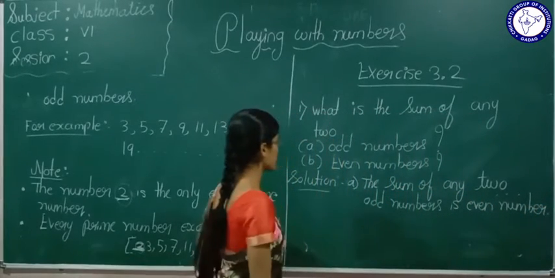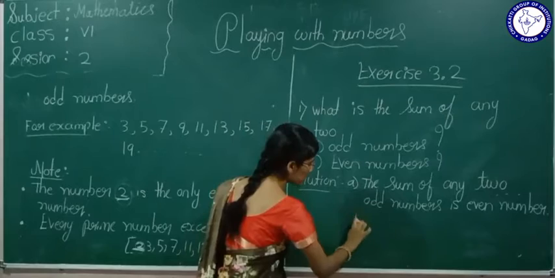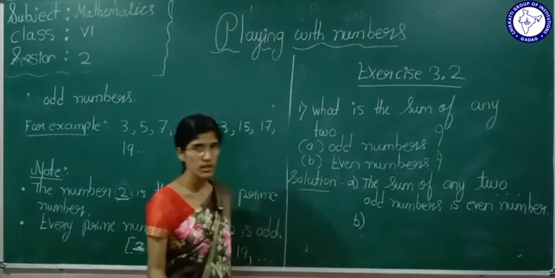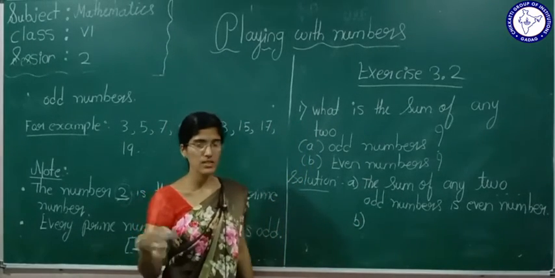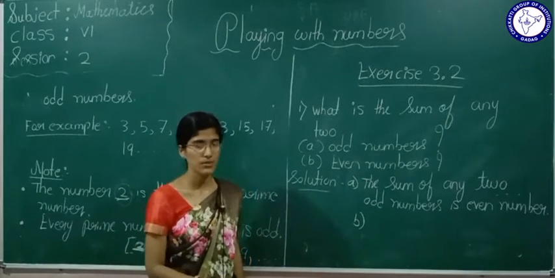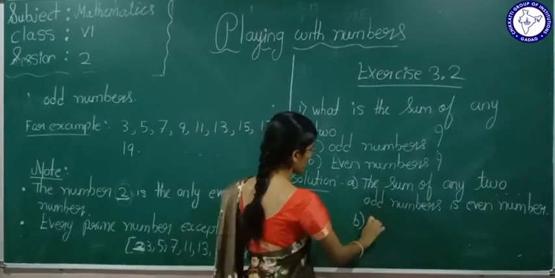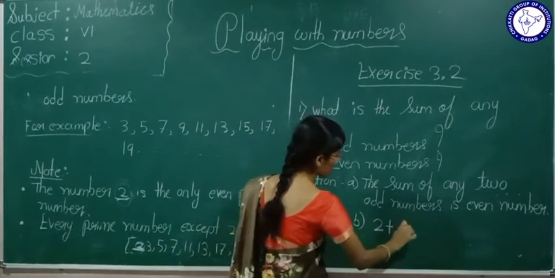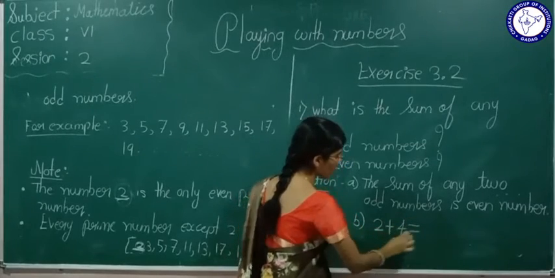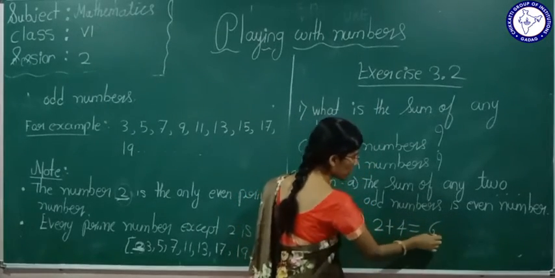Now what about this? If you take two even numbers and add them, the answer will be an even number or an odd number? Take any two even numbers. 2 plus 4. What is 2 plus 4? 2 plus 4 is 6. The 6 is an even number.